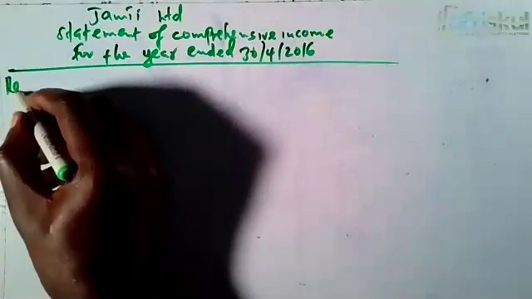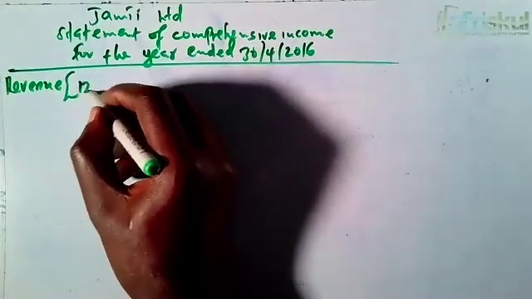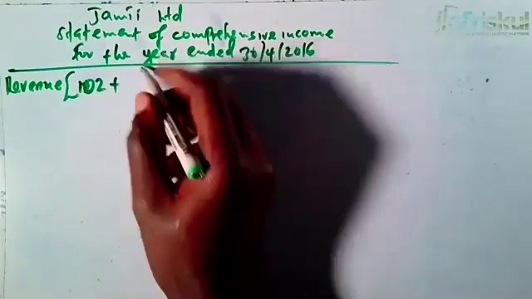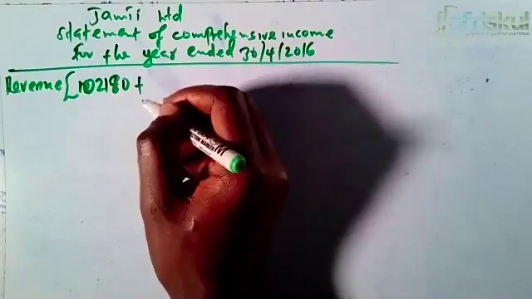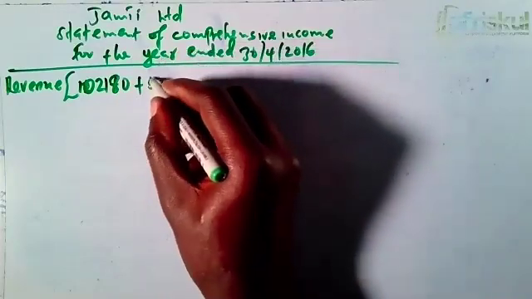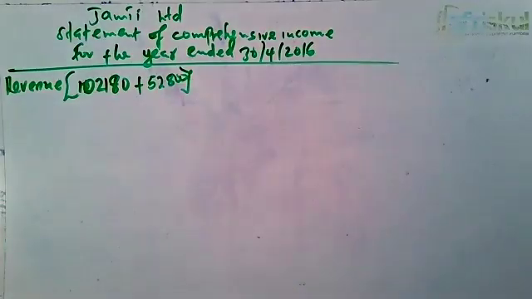So we are talking about revenue. You take the parent, that is 102, and you add 180, and 52,800. Remember that you consolidate between parent and subsidiary because those are group members. So you don't consider GEMA.